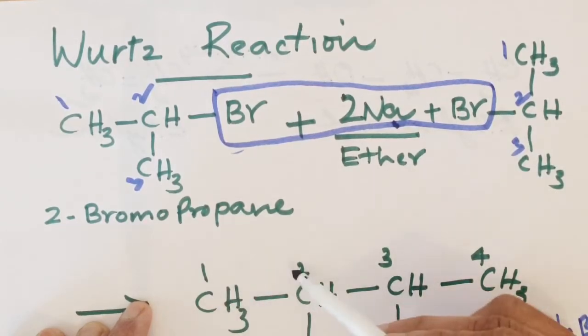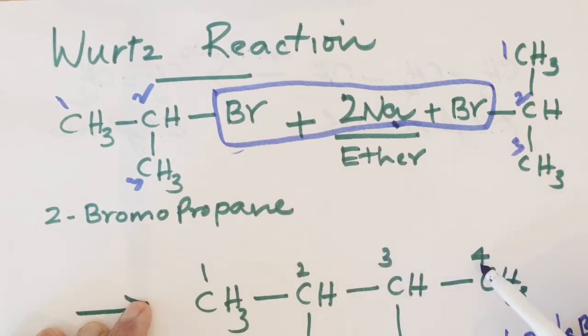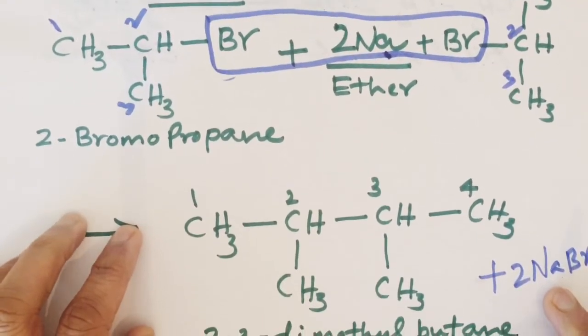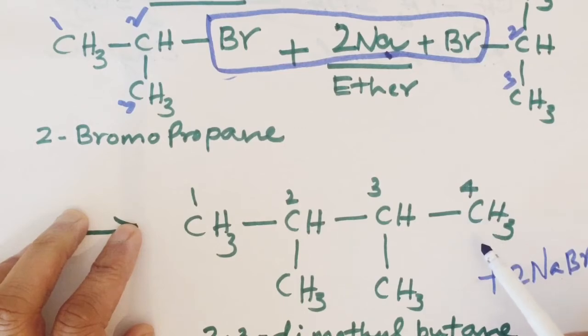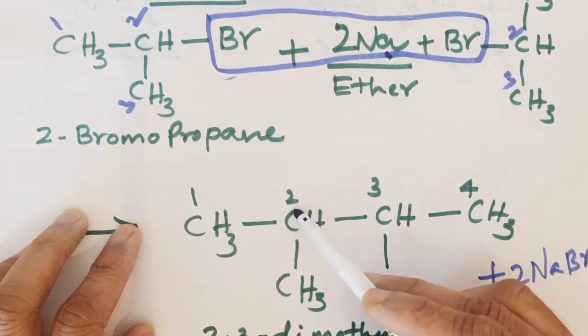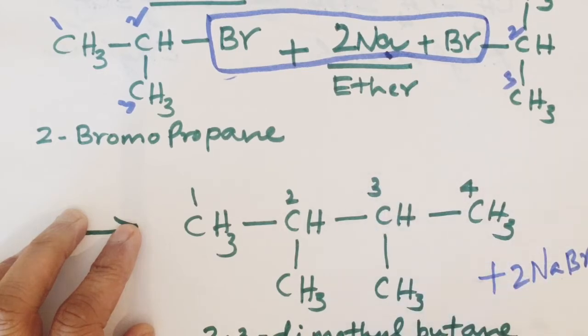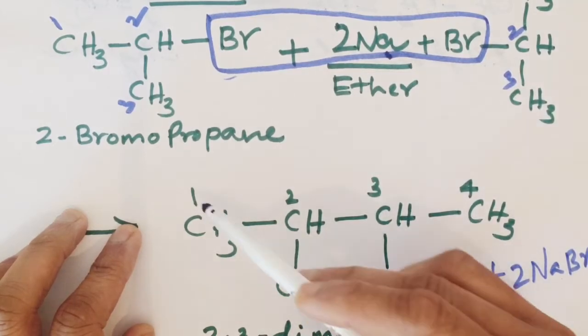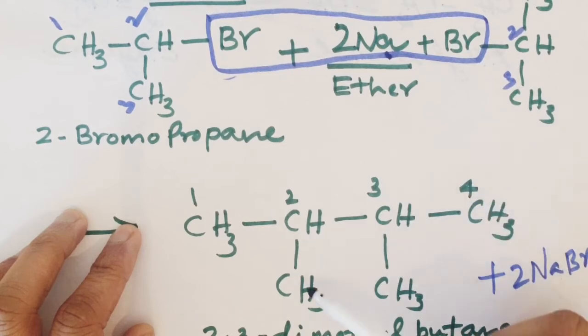In this case, 1, 2, 3, 4. So the parent compound is butane, because it contains 4 carbon atoms. So there are 2 branches at position 2 and 3. So we have to specify that, 2, 3. There are 2 methyl groups, so we use the prefix di, and the groups are methyl groups. So 2,3-dimethylbutane, because it contains 4 carbon atoms. 2 methyl groups are branched to the main carbon chain.